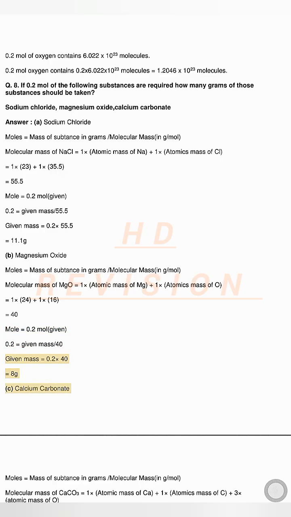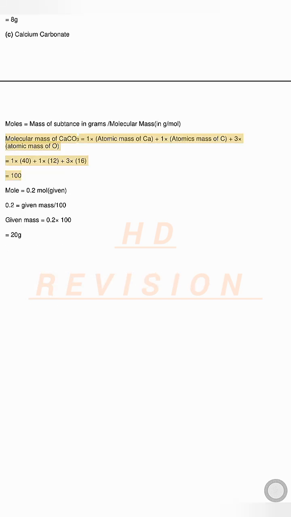C. Calcium carbonate. Moles equals mass of substance in grams divided by molecular mass in gram per mole. Molecular mass of CaCO3 equals 1 times atomic mass of Ca plus 1 times atomic mass of C plus 3 times atomic mass of O equals 1 times 40 plus 1 times 12 plus 3 times 16 equals 100. Moles equals 0.2 moles given, so 0.2 equals given mass/100. Given mass equals 0.2 times 100 equals 20 grams.